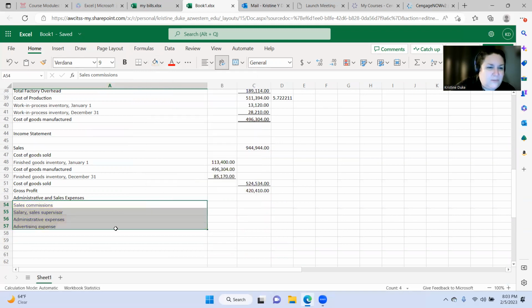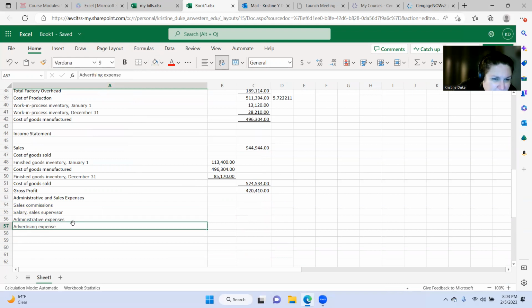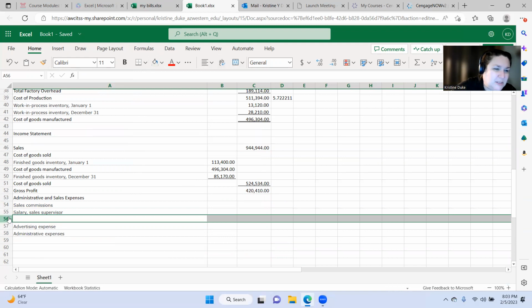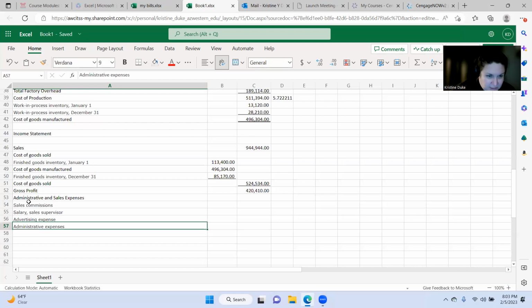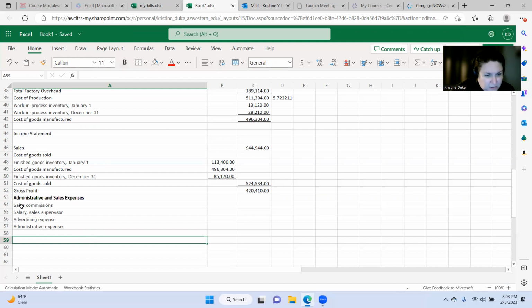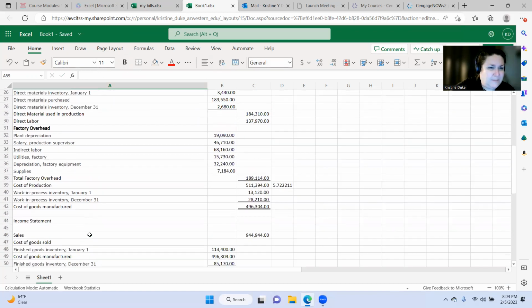Give it no fill. And what I'm going to do is I'm going to take this and I'm going to move this administrative down just a tad. Just because that's how I'm going to roll. I'm going to delete that just because it's easier for me to delete it. Delete a row. Okay. So here's the three. Here are the three sales type cost. Here's the administrative expenses. And then we have supplies. And we're just going to call it supplies expense. Okay.